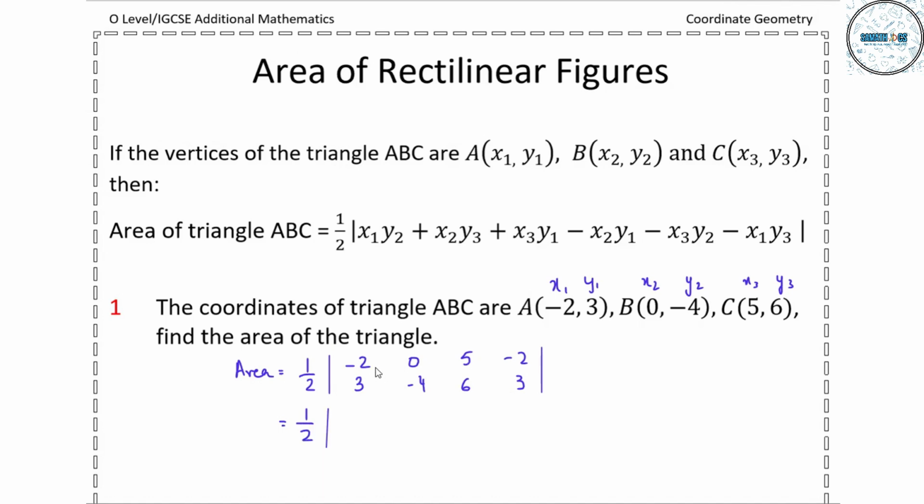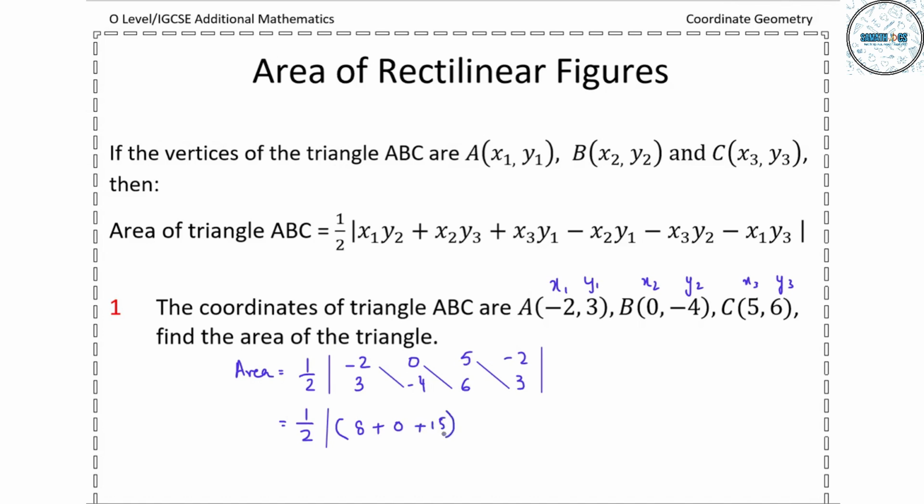Now we have to multiply -2 by -4, 0 by 6, 5 by 3, and we have to write it in a bracket here. -2 multiplied by -4 is 8, 0 multiplied by 6 is 0, 5 multiplied by 3 is 15.